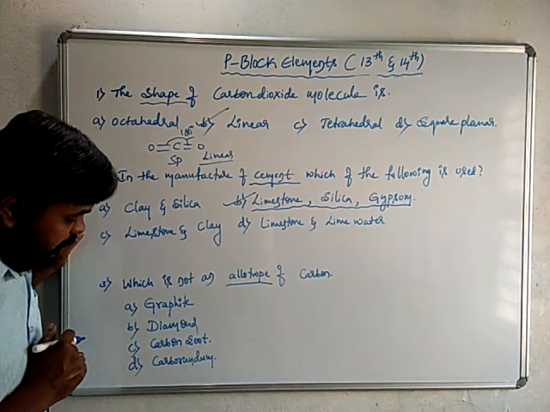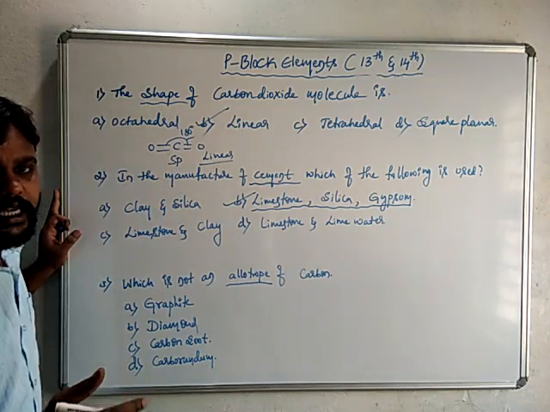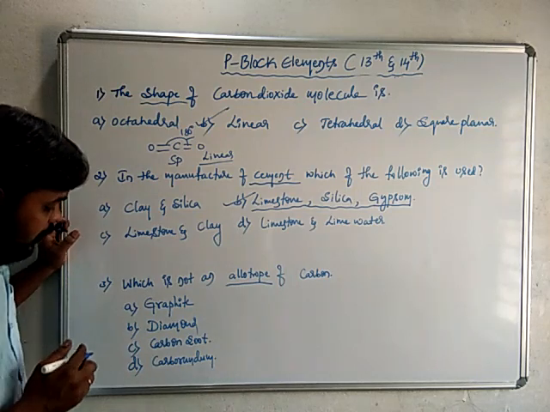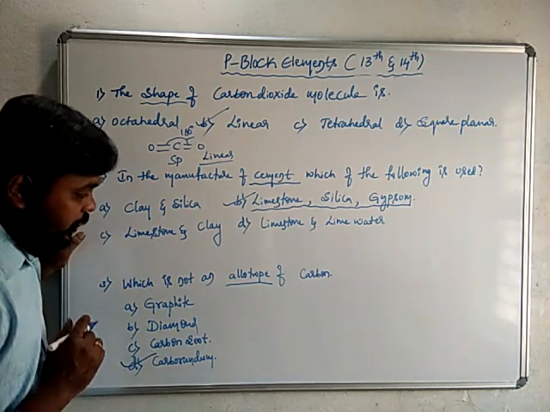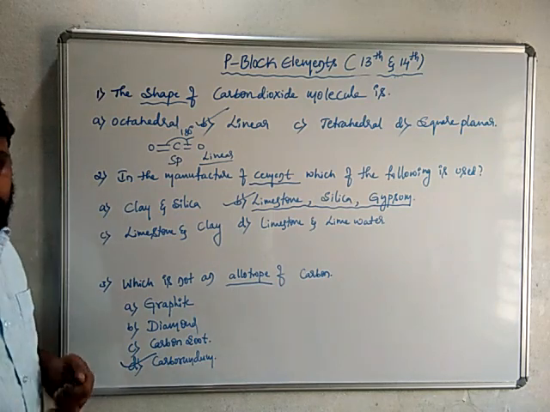So the last option is carborundum. Carborundum is a silicon carbide, which is not an allotropic form of carbon. Hence option D, that is carborundum, is not an allotropic form of carbon.